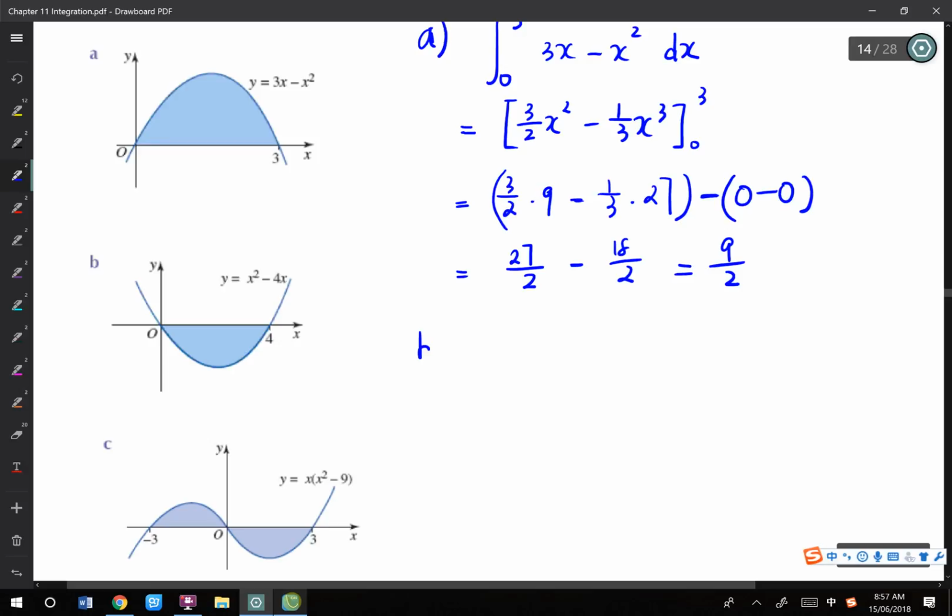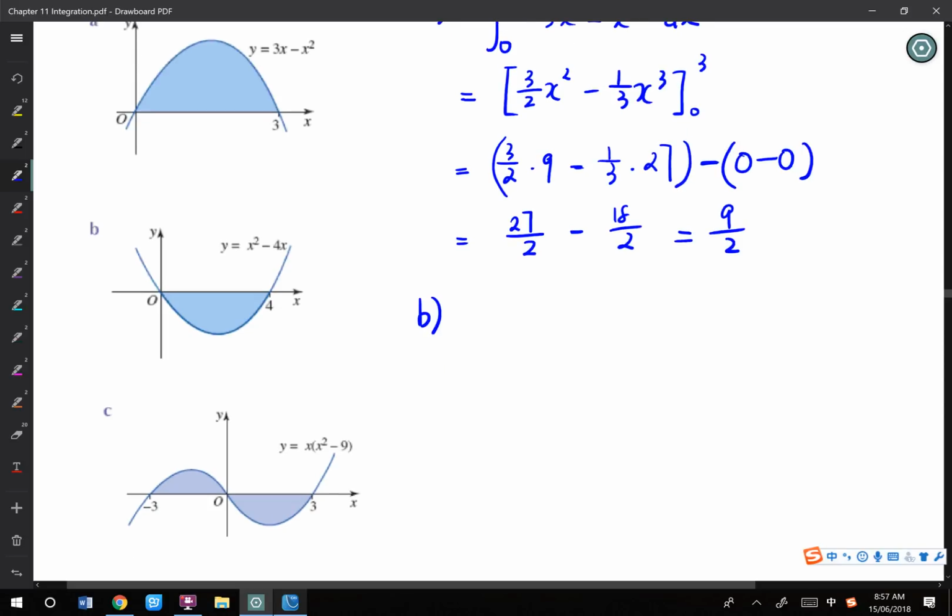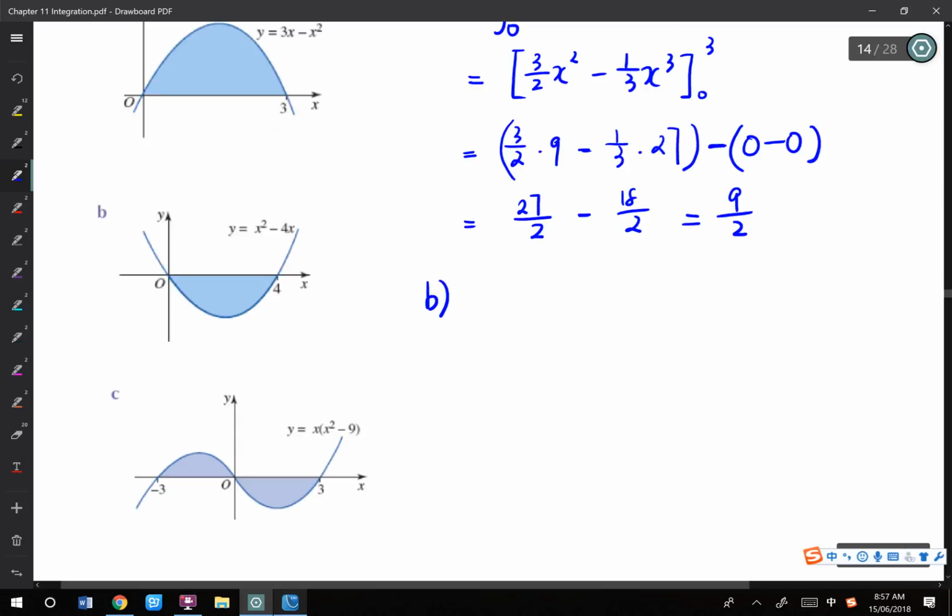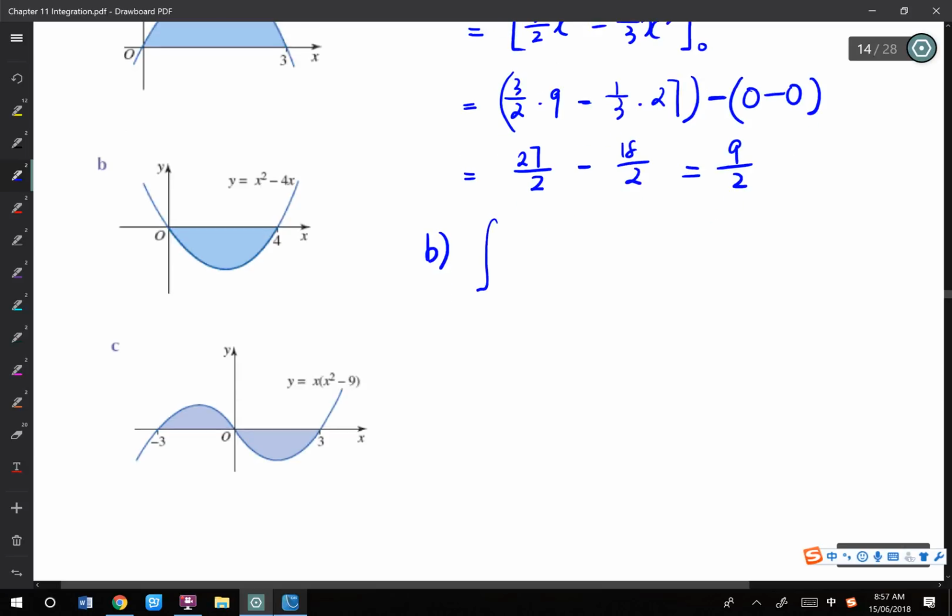Okay, so B. B is all negative. So I will go from 4 to 0. I'll go backwards, 4 to 0, because it's all negative. x squared minus 4x dx. That's a third x cubed minus 2x squared, 4 to 0.